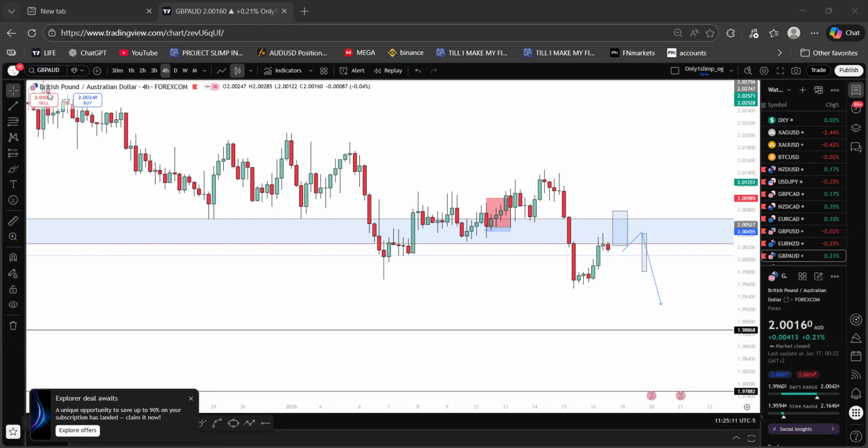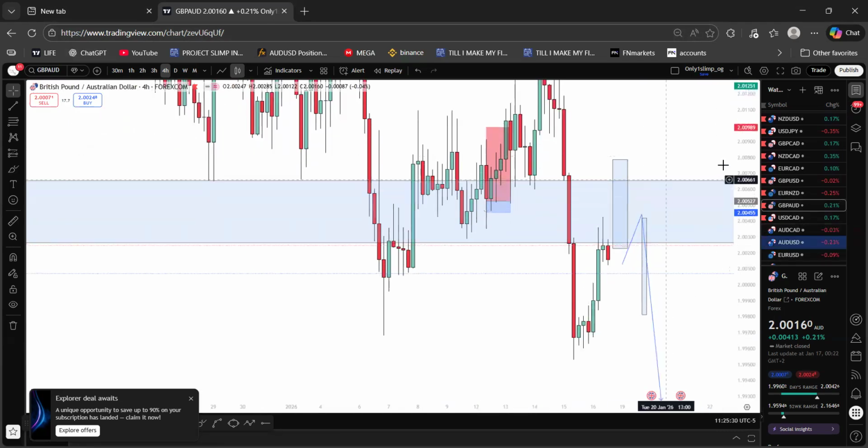So last week I was looking at, let's just say, GBP AUD and AUD USD, and I ended up losing on both.